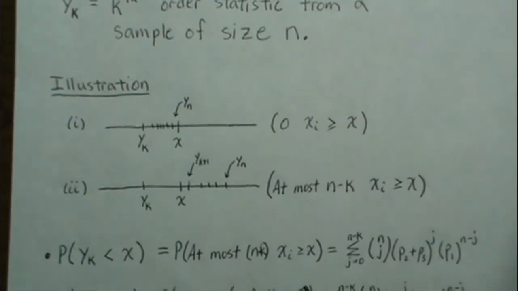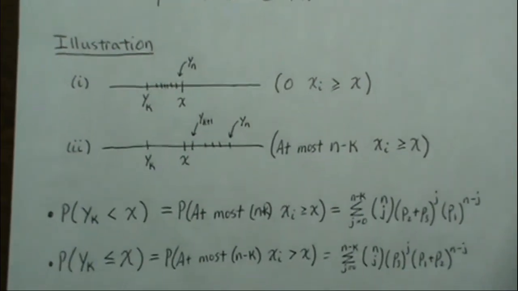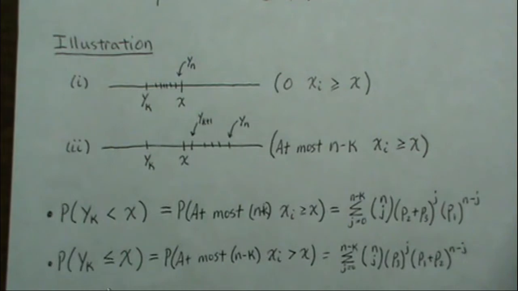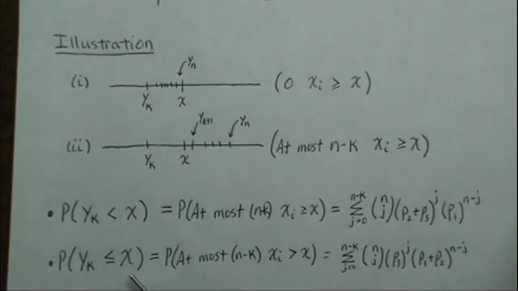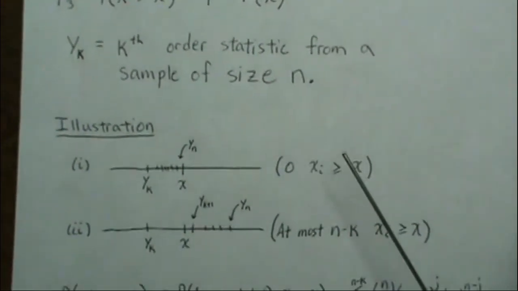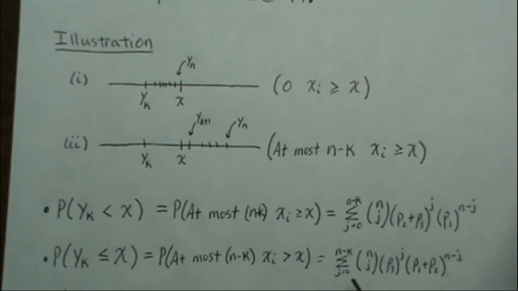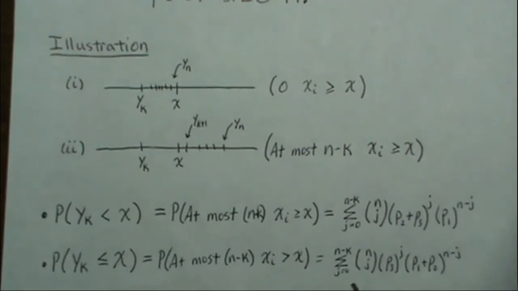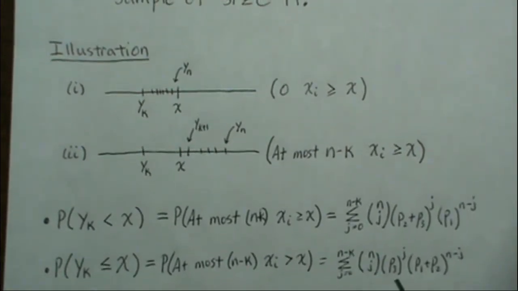Okay, and you might ask why we're doing that, and that'll become apparent in a minute. So the probability that Yk is less than or equal to x is the probability that at most n minus k of the X's are strictly greater than x. Well, to be strictly greater than x, that is P3 from above. So it turns out that it's a binomial, and we're summing from 0 to n minus k of this.